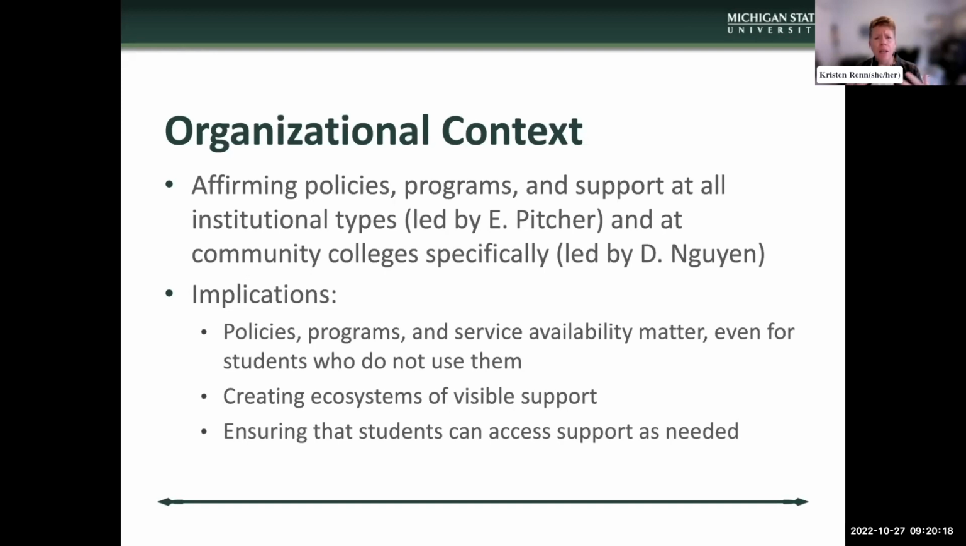We begin to see campuses knowing, where do I go to get help on this? Oh, there's a person there, there's a policy here. And then also ensuring that students can access support as needed. And again, coming out of the pandemic, into the endemic, making sure that students can access the support as needed has been really critical. Thinking about, not only do we have it there, but can students physically access it or access it digitally or take advantage of a policy? So I think that's a real key piece of this organizational context.